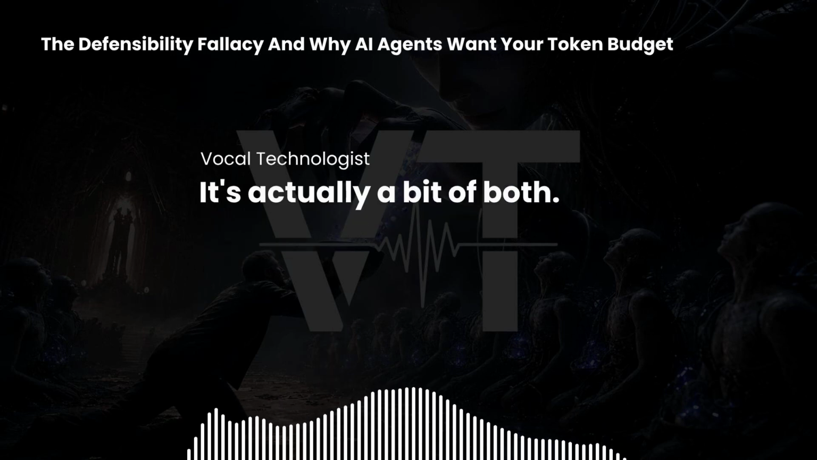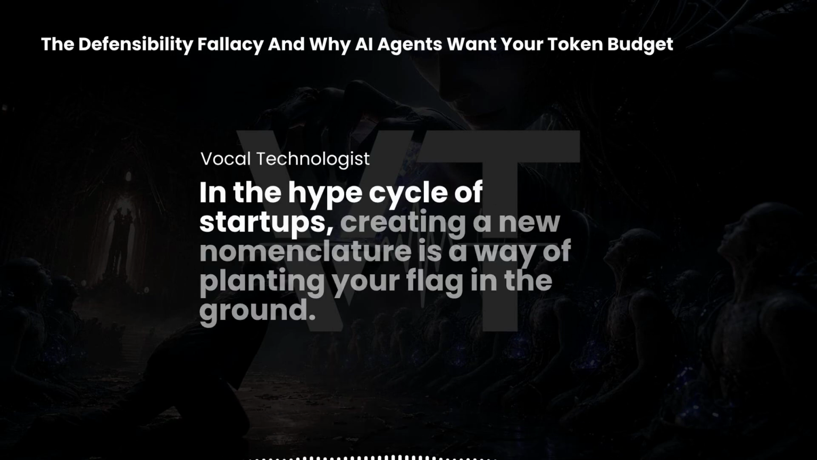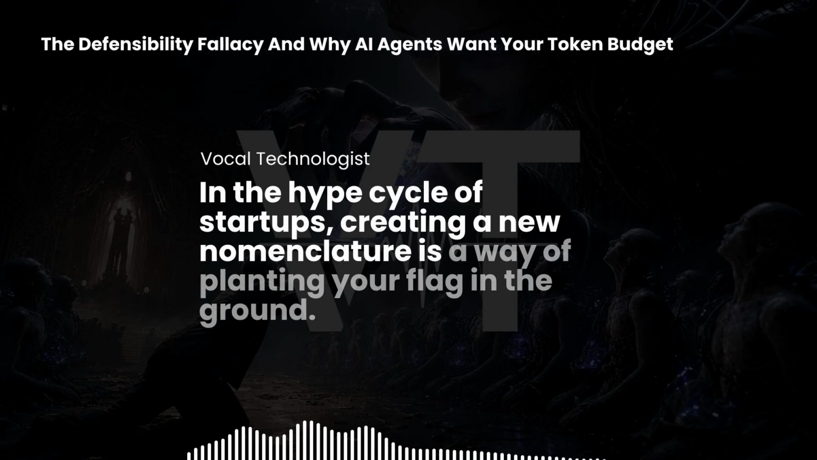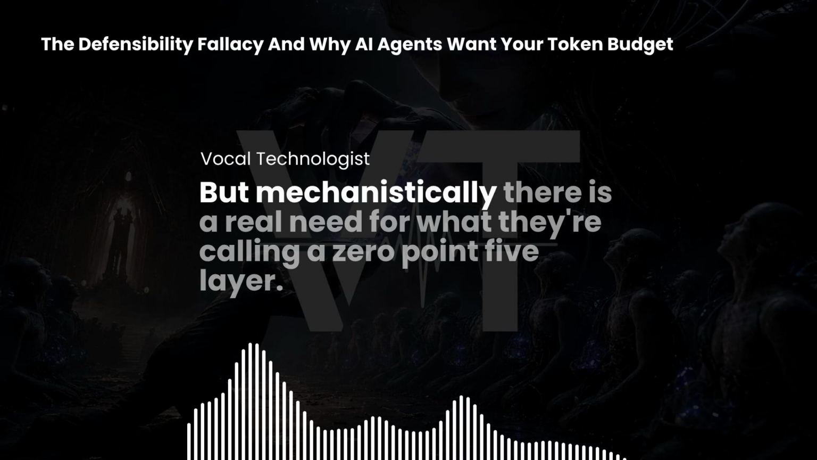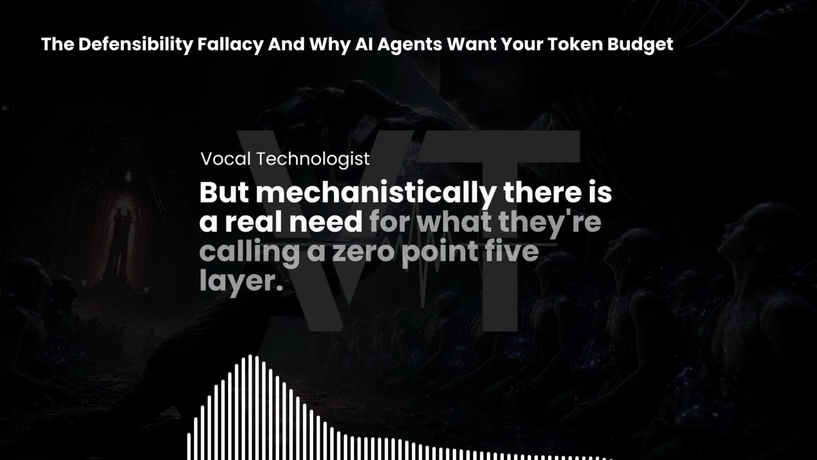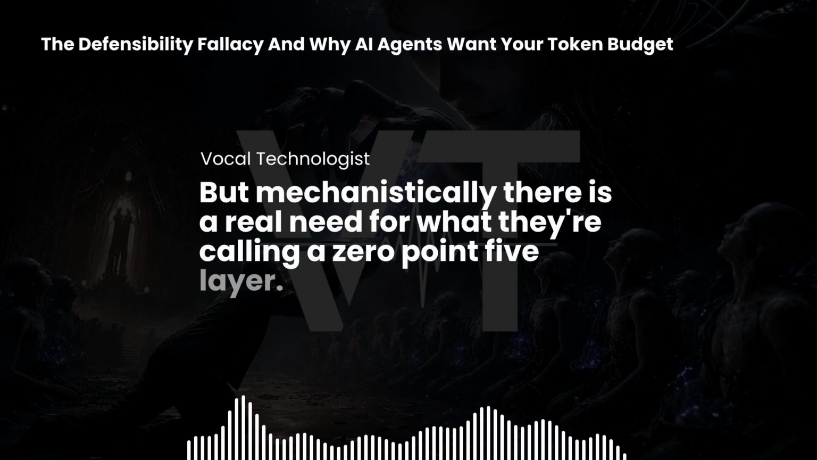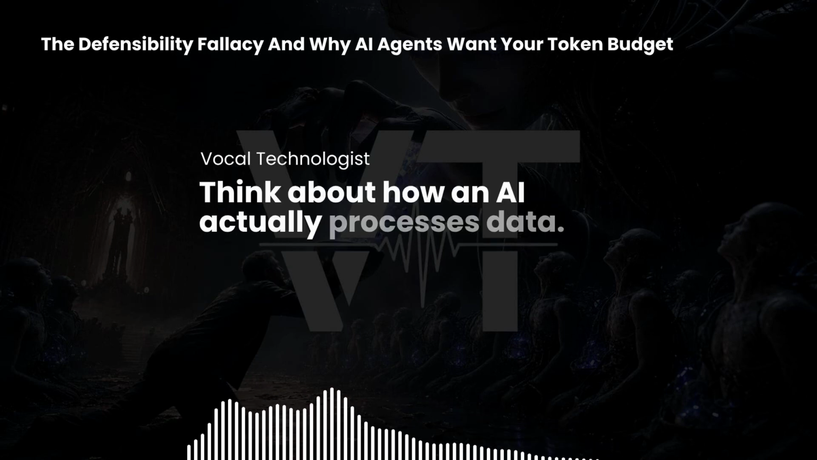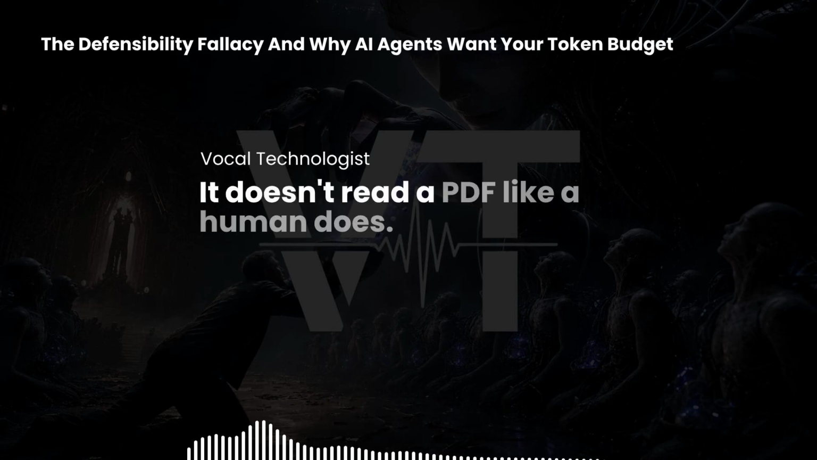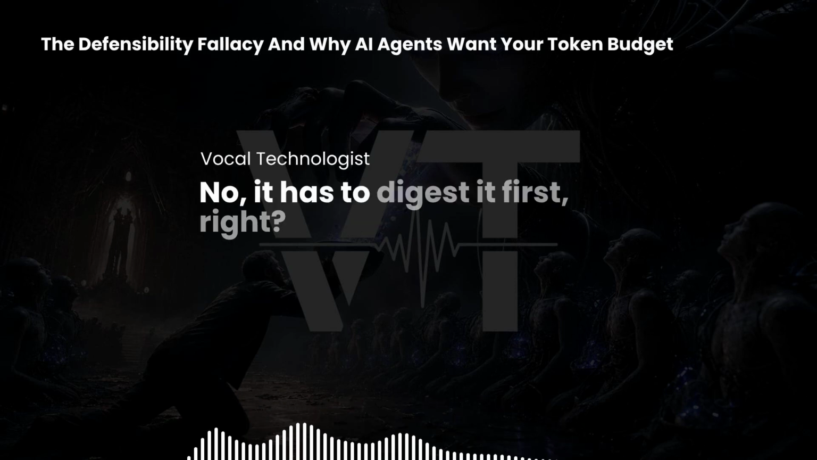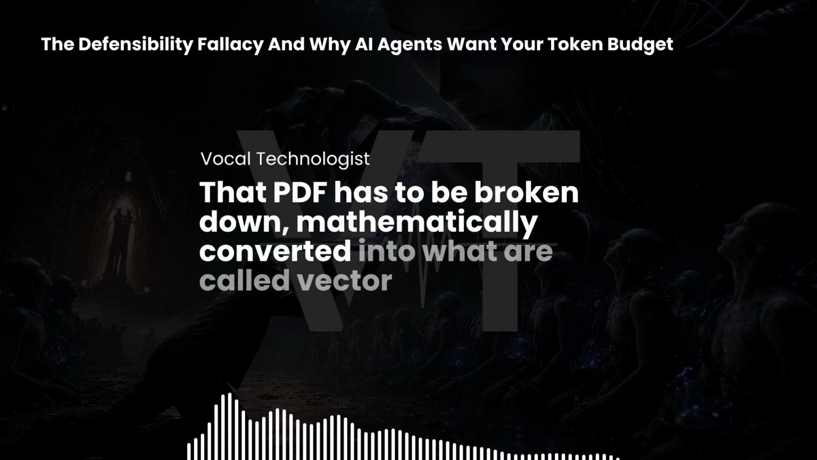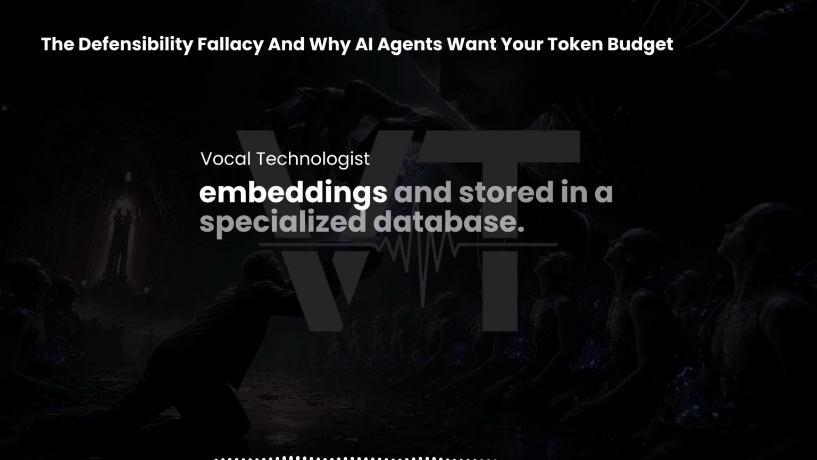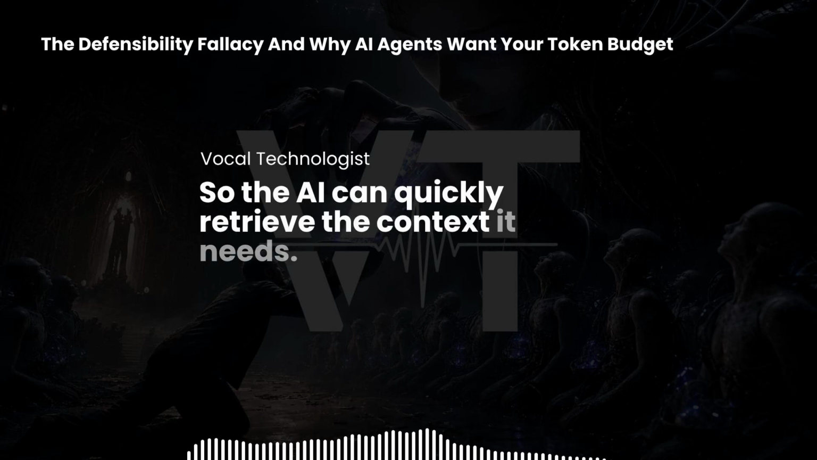It's actually a bit of both. In the hype cycle of startups, creating a new nomenclature is a way of planting your flag in the ground. Of course, claiming the territory. But mechanistically, there is a real need for what they're calling a 0.5 layer. Think about how an AI actually processes data. It doesn't read a PDF like a human does. No, it has to digest it first. Right. That PDF has to be broken down, mathematically converted into what are called vector embeddings, and stored in a specialized database so the AI can quickly retrieve the context it needs.